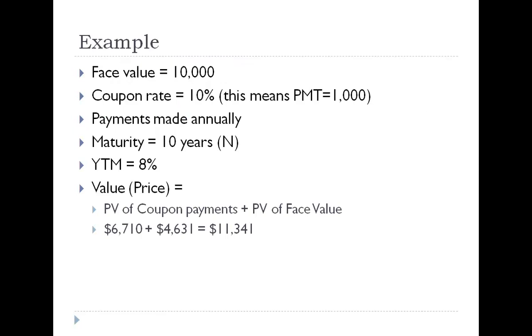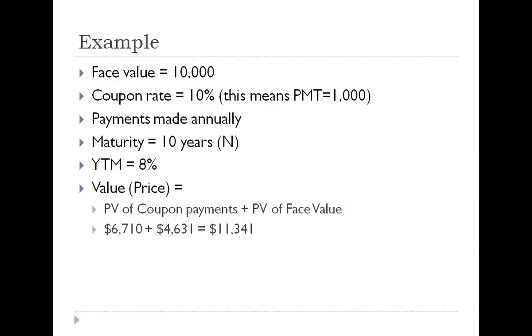Here's an example of a bond pricing problem. We have a face value of $10,000, so you put that in as a future value. We have a coupon rate of 10%. That just means you're going to receive 10% of the face value every year. So that means that you're going to have a payment equal to $1,000. So that's what we do with that number.